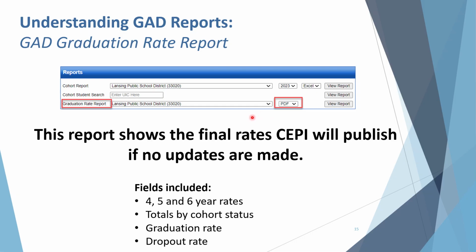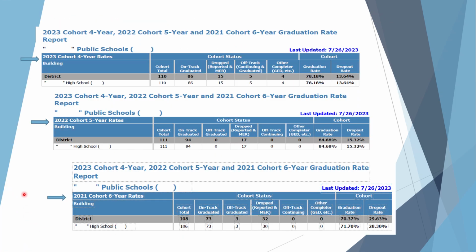This report is great because it shows all of the buildings that are associated with the district rates for graduation and also dropout. It'll also include the individual building rates that are determined for each active cohort year. Once that report downloads, if you choose to select a PDF, which is oftentimes the one I'm picking, you'll see multiple sheets within the spreadsheet.